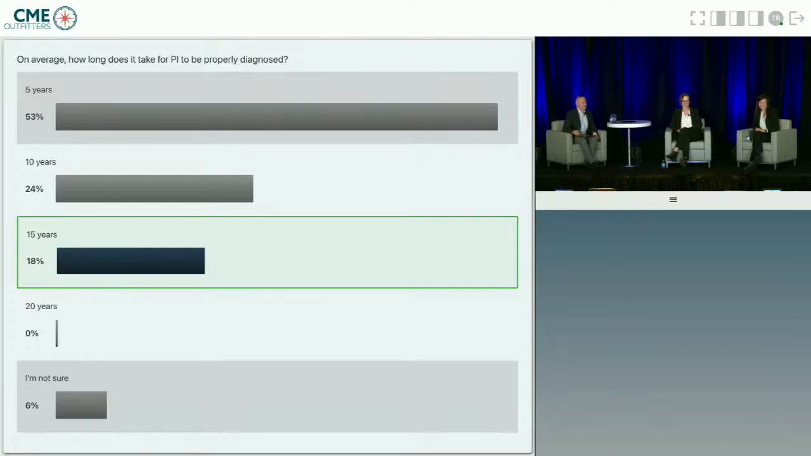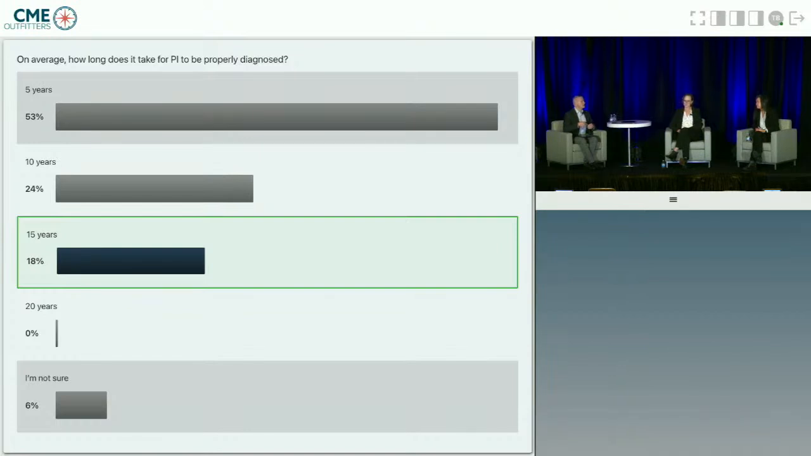So the answer is correct. So 15 years is the correct answer, which is actually surprising. Most physicians would assume that the diagnosis would occur much sooner than 15, but based on some Immune Deficiency Foundation surveys, patients report that their journey between symptom onset and accurate diagnosis averages about 15 years.